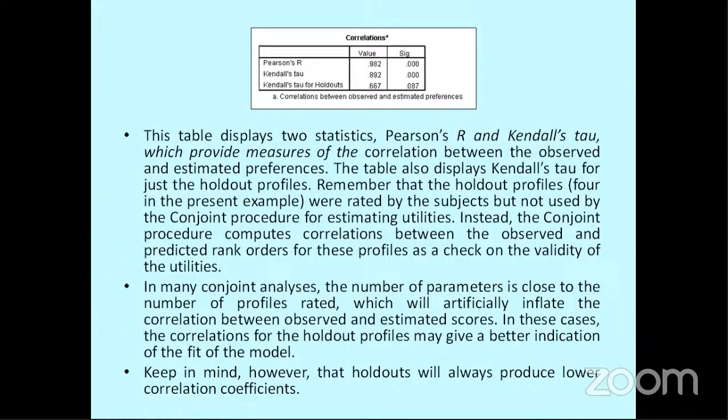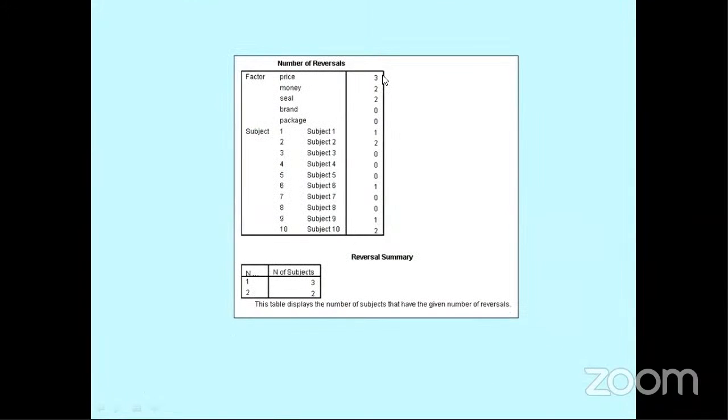Then we can say that all holdout samples are also obeying the utility function which has been created by you on the training data set. Here it is not there, but not to worry. Pearson's R is very high and Kendall's tau is also very high, and therefore you can say that we will be able to use this algorithm. The number of reversals. You can see that there are 3 cases in which the reversal has occurred.